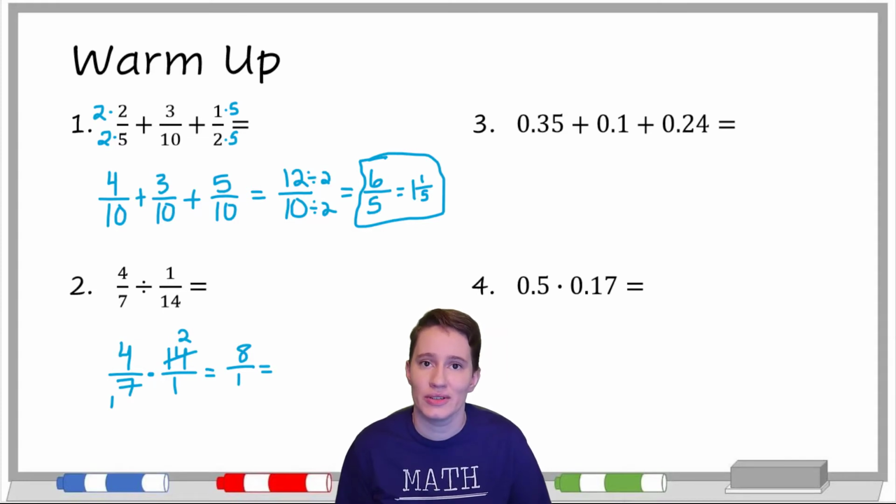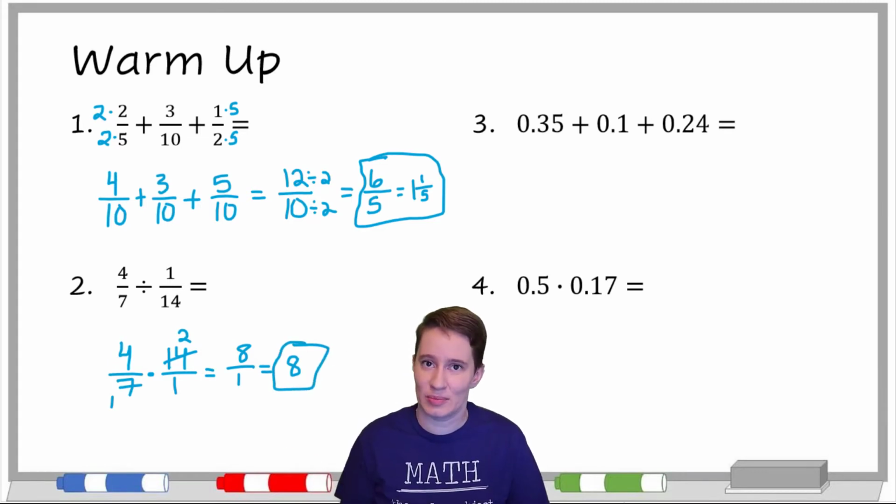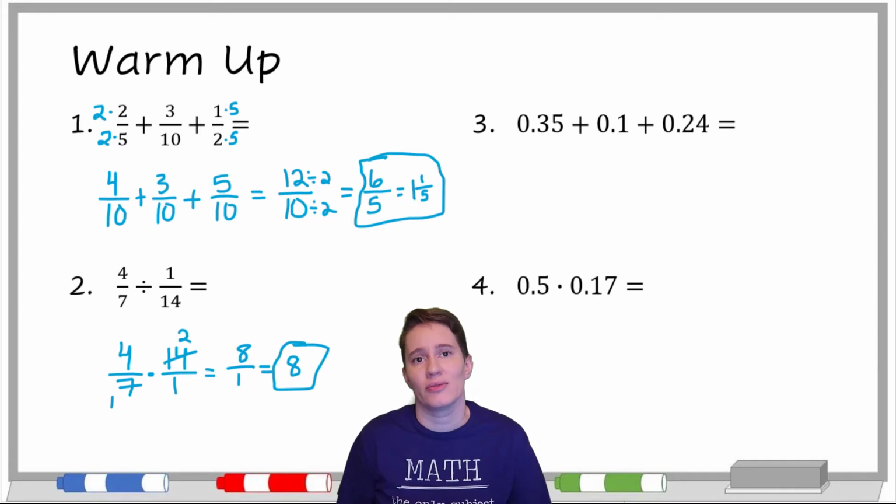Now, you do need to write 8 over 1 as 8, because it's silly to leave it over 1 whenever it doesn't have to be over 1. That's different than the idea of us changing things to mixed numbers. We do simplify things like 8 over 1, 8 over 2, things that divide evenly, we do go ahead and do that. How about if we are adding decimals together?